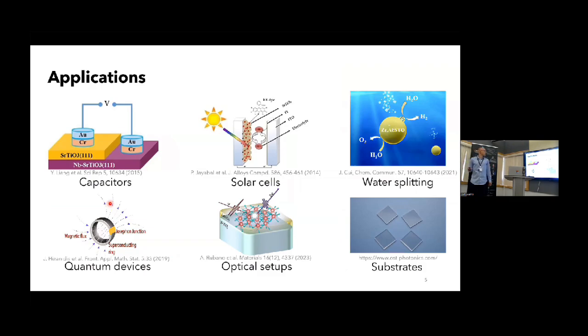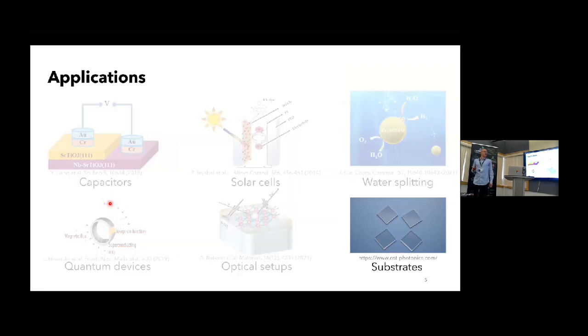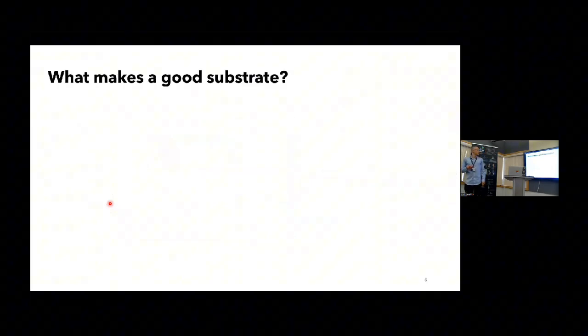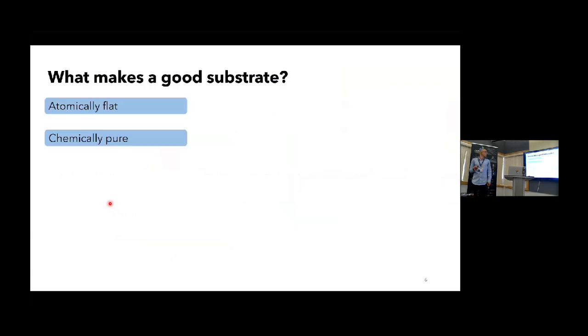All these unique properties lead to different applications, ranging from capacitors over water splitting into optical setups and to substrates. We basically want to use strontium titanate as a substrate. And first of all, why is strontium titanate even a good substrate? I have 2 main points of what a good substrate is. There are of course many other points, but the 2 most important: it should be atomically flat, and it should be chemically pure, so there are no surprises.